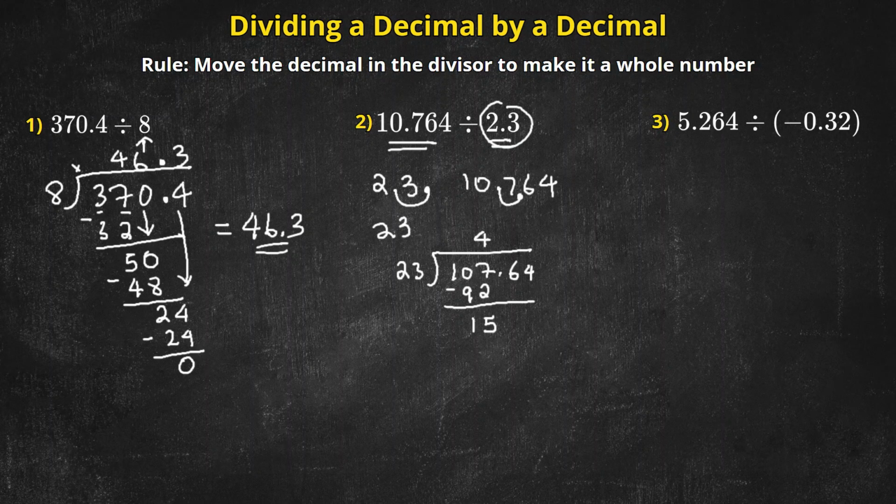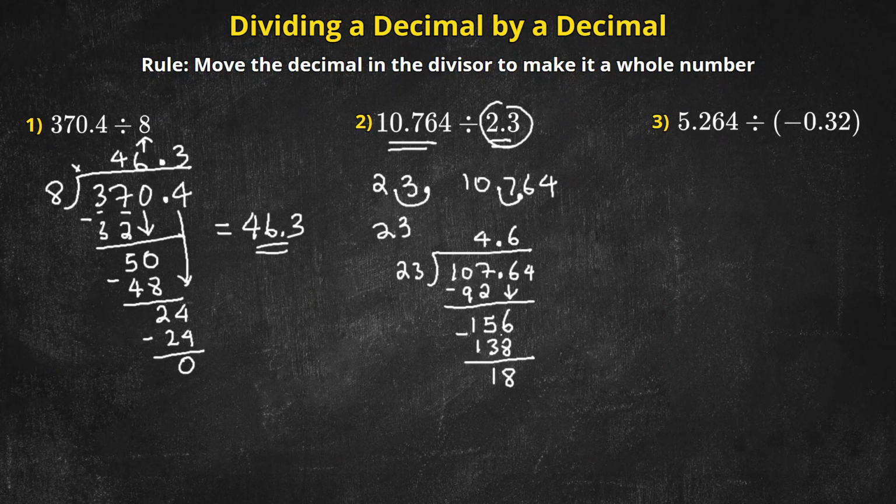Now, your decimal point, take your decimal point up. Now, bring down the number 6, because 23 cannot go into 15, so you have to bring down the number 6. Now 23 into 156 goes 6 times. 23 times 6 will be 138. Now subtract 156 minus 138, and you will have a remainder of 18.